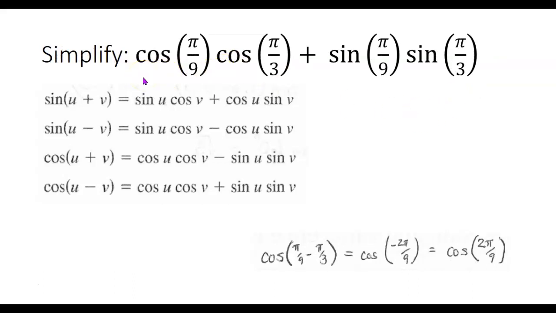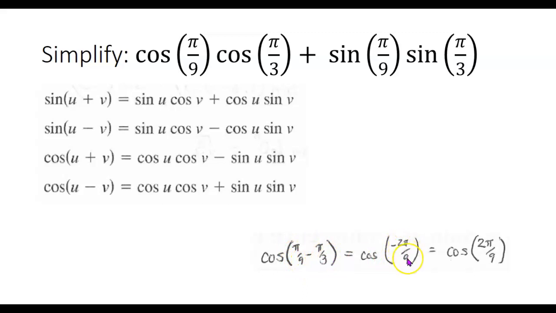Okay, here's another expression to simplify. This also looks like the right-hand side of one of these formulas. Can you see which one? Which one has a plus in the middle and cosines that go together and sines that go together? That would be the fourth one, the one for cosine of u minus v. So this mess here is equivalent to the cosine of pi over 9 minus pi over 3. If you get a common denominator so you can subtract, that's pi over 9 minus 3 pi over 9.